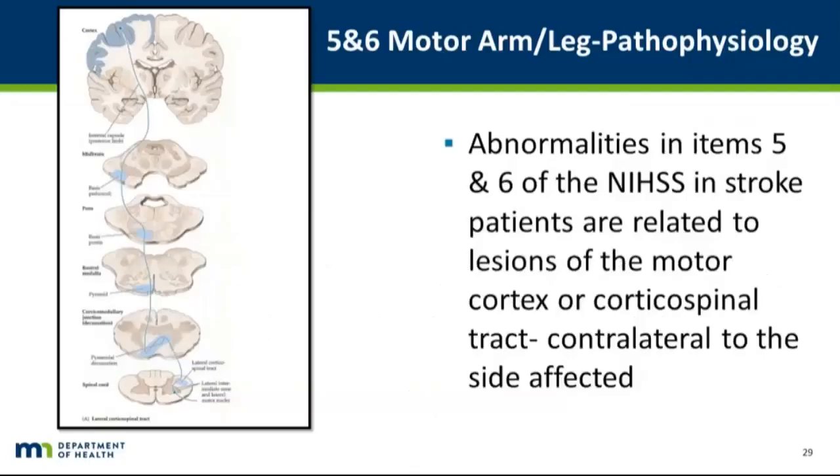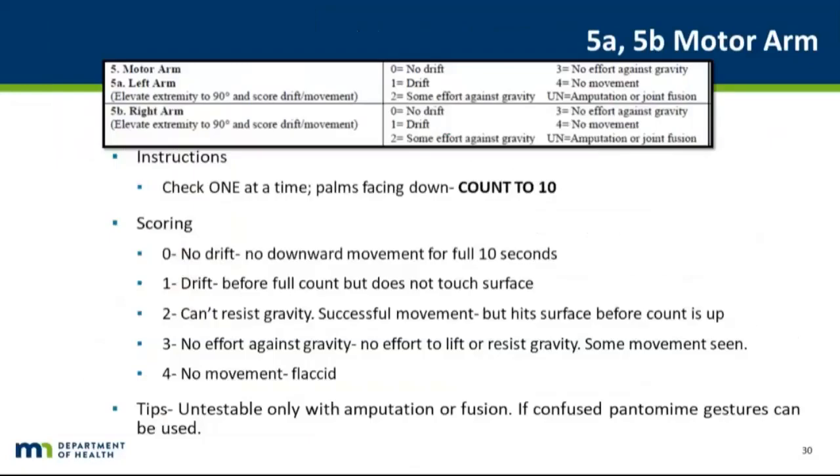The next 2 elements are related to the motor function of the arms and legs on both sides. Abnormalities found here are related to lesions of the motor cortex or corticospinal tract, contralateral to the side affected. For scoring the motor function of the arms and legs, each limb must be tested separately. Have them raise their arms straight out with palms down to a count of 10. Count out loud. You can help place the limb into the preferred position. An initial dip of the limb is allowed, and you only score drift if it occurs after that initial dip.